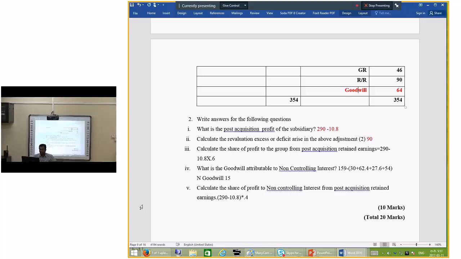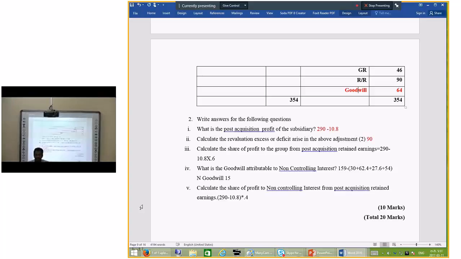First one, what is the post-acquisition profit of the subsidiary? Out of that, we have to subtract the pre-acquisition one: total accumulated profit minus the previous one. It's easy. Calculate the revaluation deficit. We have calculated 90. Another 2 or 3 marks. I can't remember how I gave marks. Probably for the first one, and the second one maybe at least 3 or 2.